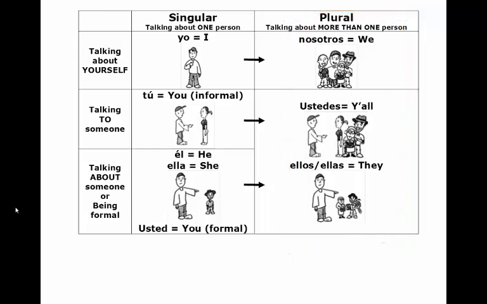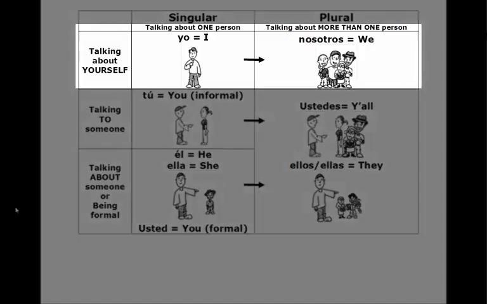Then the chart is also split up into rows. The top row is when you're talking about yourself. So if you're speaking about yourself by yourself, that would be the yo form, singular. But like I said, if you're speaking about yourself with other people, you would move across the chart to the nosotros form, we.